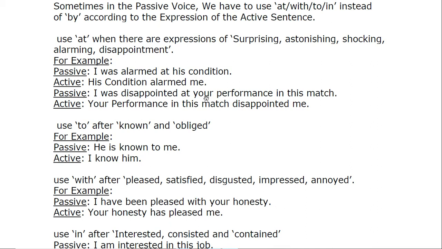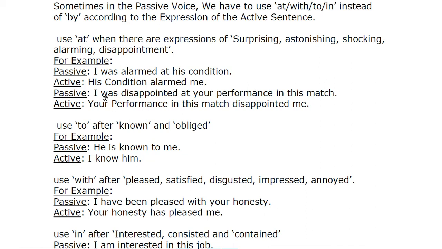Subject, verb, object. So here it is how? Object, verb, subject. Object, verb, subject. Because it is passive, remember. Object, verb, subject is passive voice. So, you will say now what will come first? Your performance disappointed. Your performance disappointed me. This will be your sentence. But now they have added this rest of the sentence. So, you will write your performance in this match disappointed. Okay, अगर ये in this match नहीं था, only your performance disappointed.